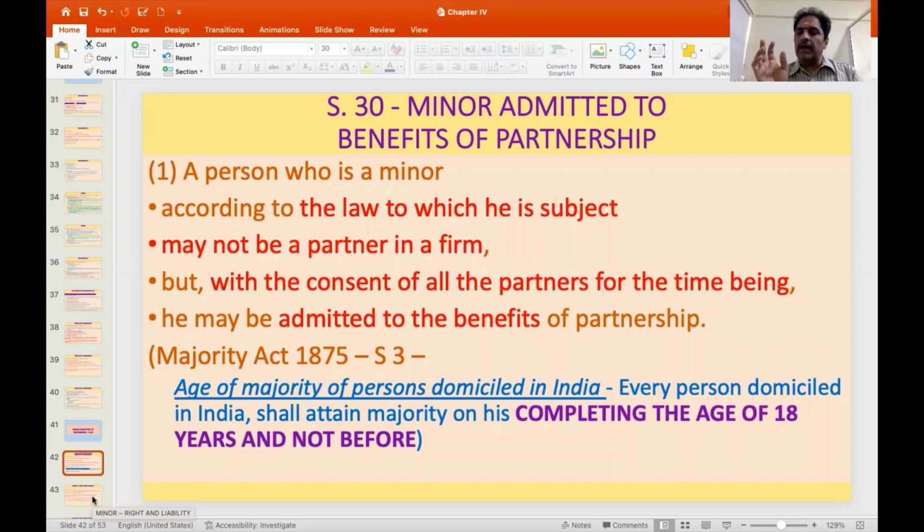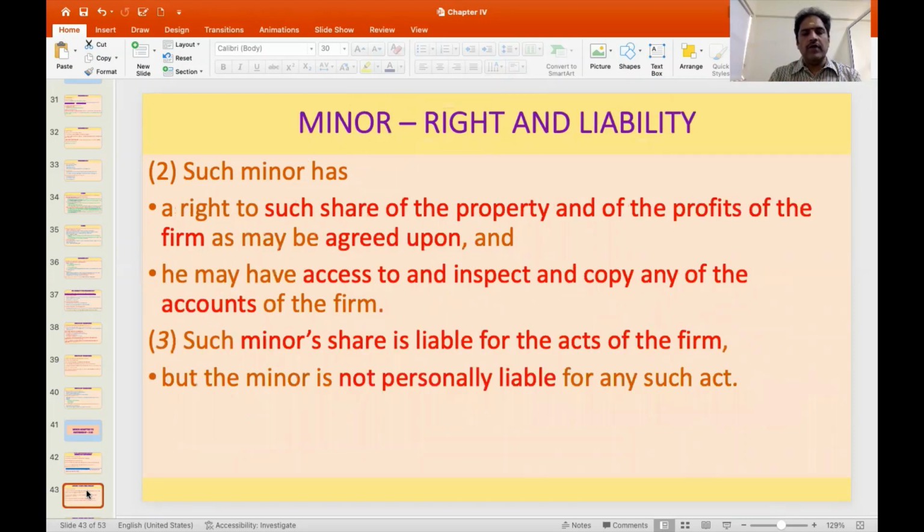He can be admitted only for the purpose of getting the benefits of partnership, and that too only with the consent of all the partners who are there at that point of time in the partnership firm. So then what is the right and liability? Such minor has a right to such share of property and of the profits of the firm as may be agreed upon, and he may have access to and inspect and copy any of the accounts of the firm.